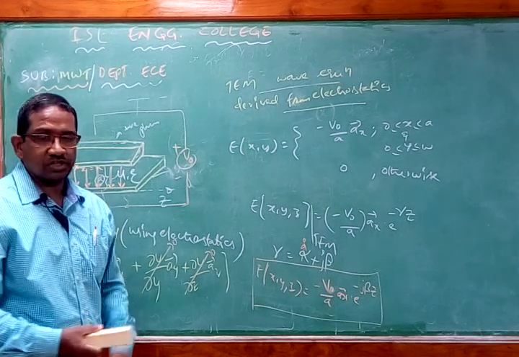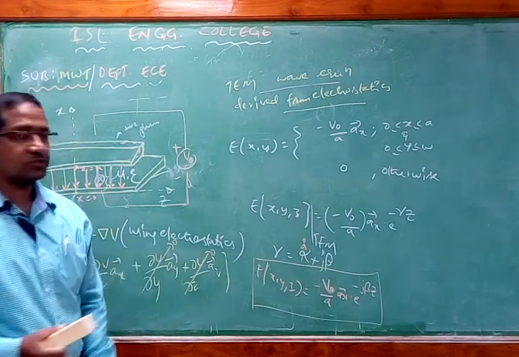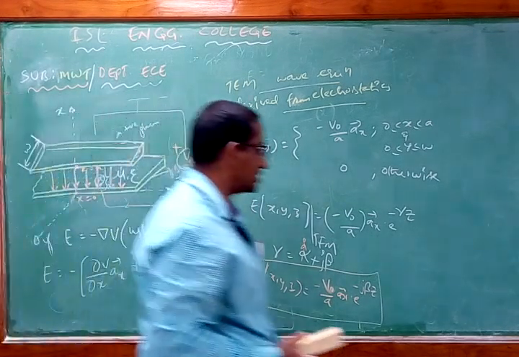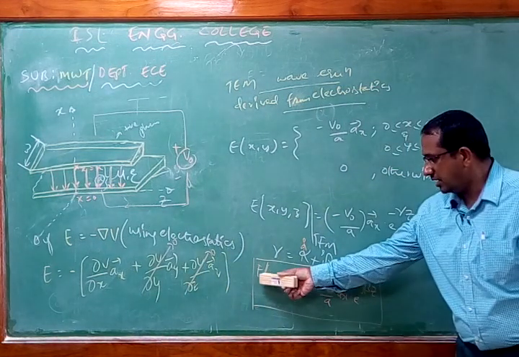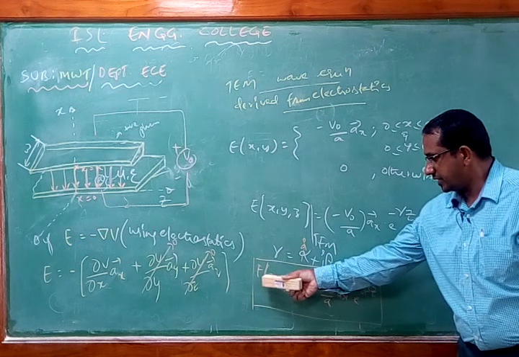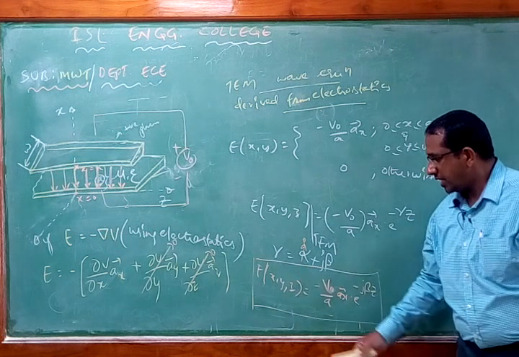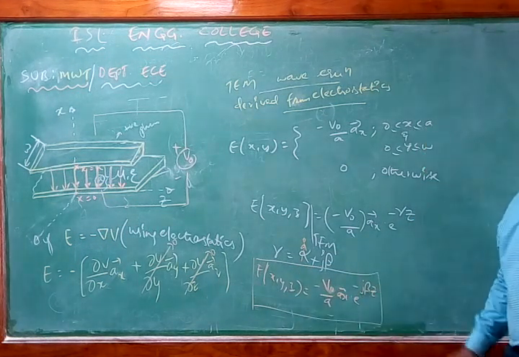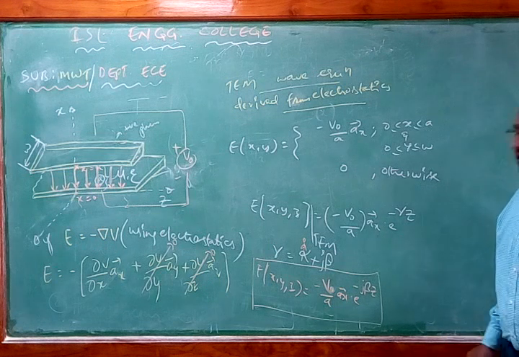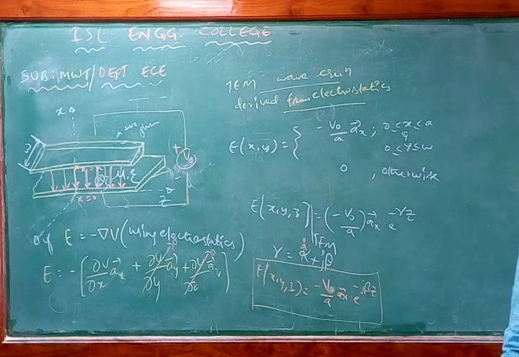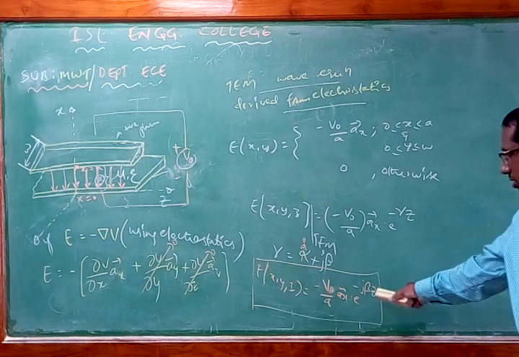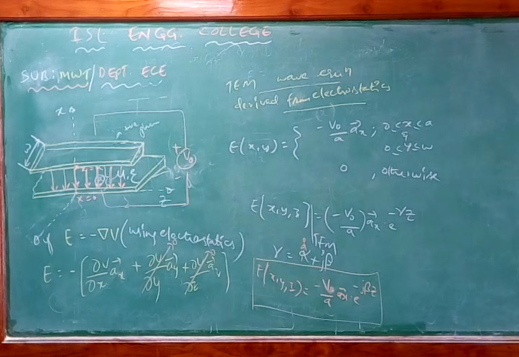Now what is this equation telling us? It is telling us that this is the representation of the electric field propagating along the z direction. So this is the electric field equation of a TEM wave propagating along the z direction. Then next we have to find the magnetic field wave equation.